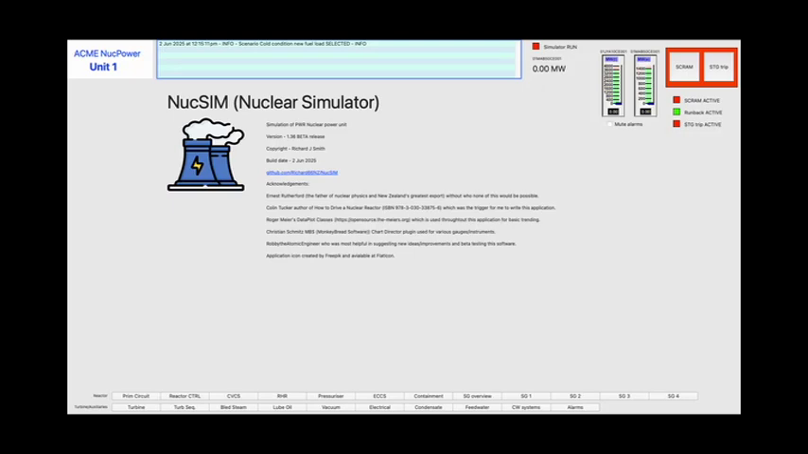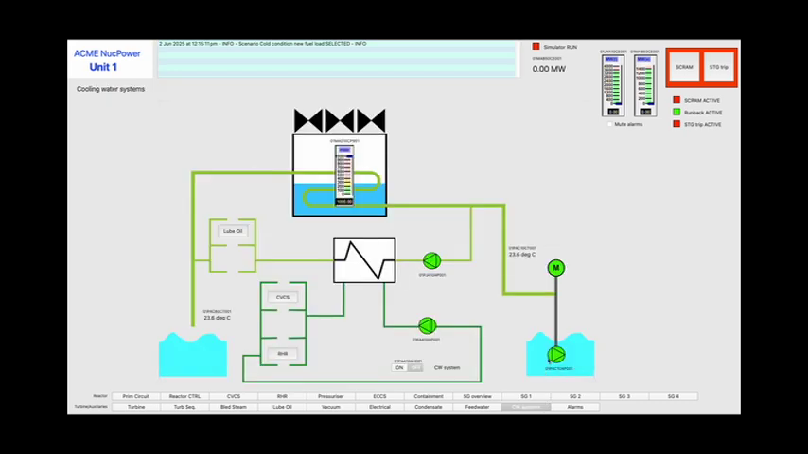Welcome back. This video demonstrates preparation of plant auxiliaries in anticipation of reactor startup. A nuclear power plant is made up of many components arranged in various systems. We must start up or place in service these systems in a manner that is safe and will eventually lead to the plant operating at full load and providing electrical power to our customers.